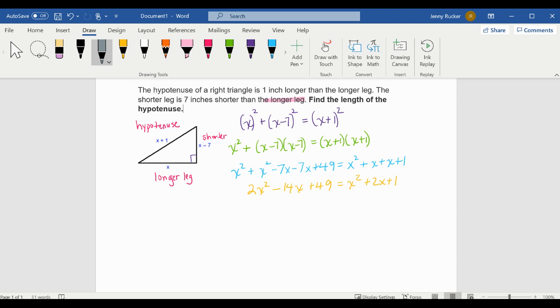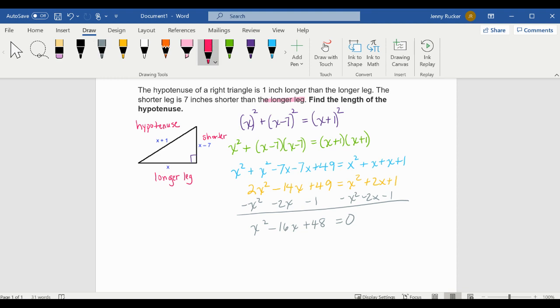Now we'll get our quadratic equation set equal to 0. We'll subtract x squared from both sides, subtract 2x from both sides, subtract 1 from both sides. So we'll get x squared minus 16x plus 48 is equal to 0. We can solve this by the quadratic formula, we can solve by factoring, or by completing the square.